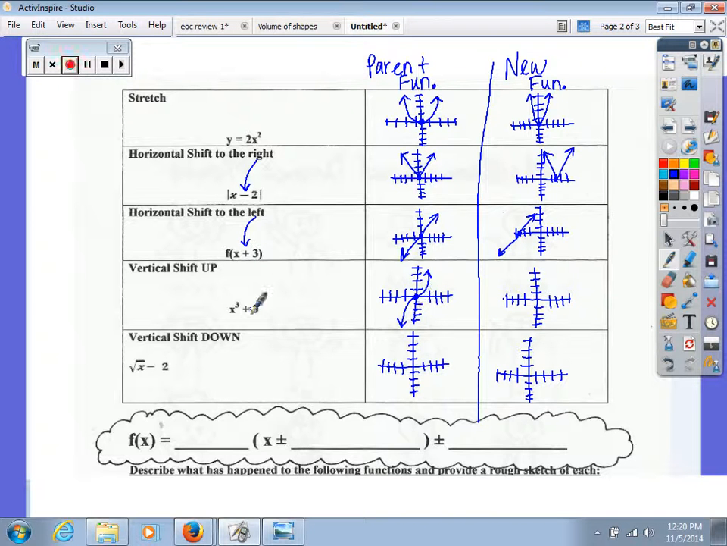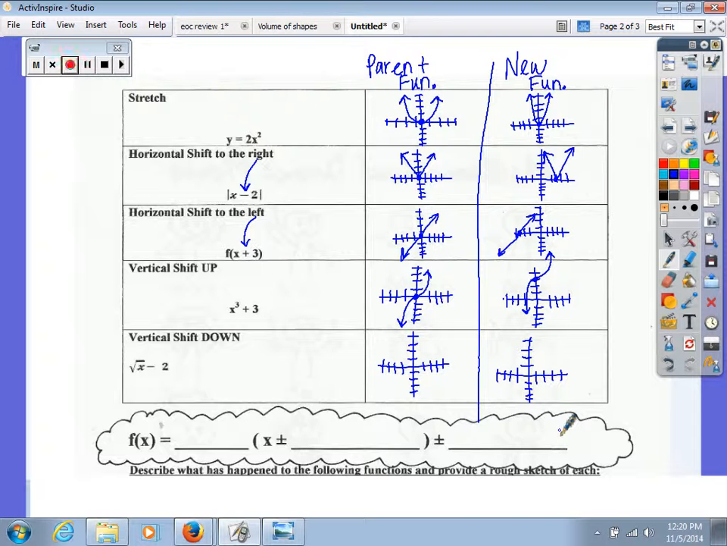Now, this means normal. Notice this number is not inside of the parentheses. It's just chilling on the outside. And plus 3 means move up 3. So I'm going to count from 0, 0, and I'm going to go up 3. So 1, 2, 3. And then I just draw my shape. Once again, a U pointing down with a U pointing up.